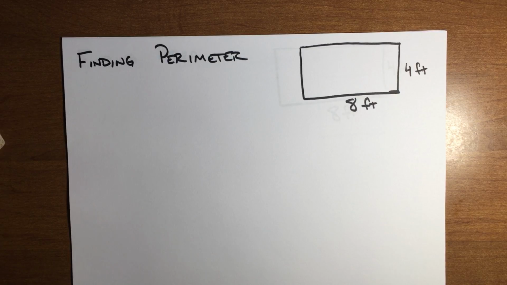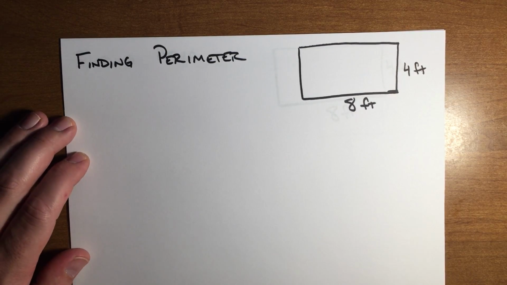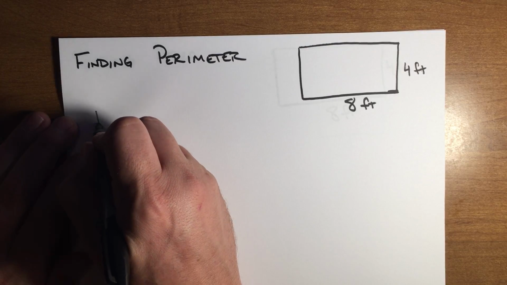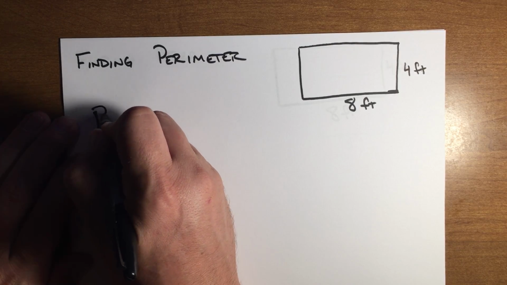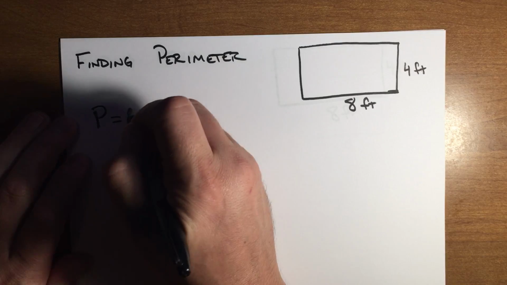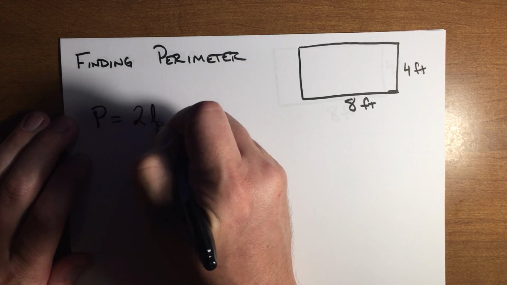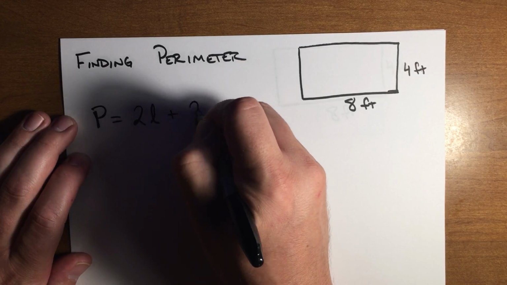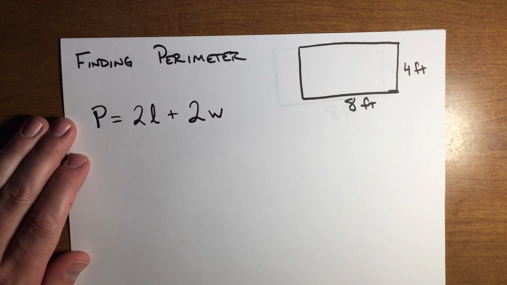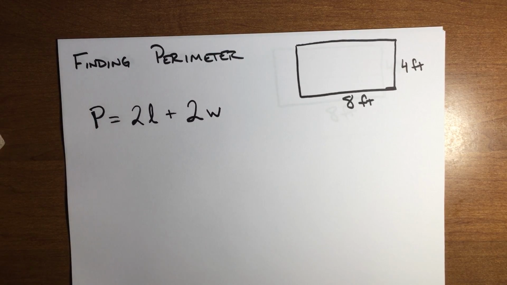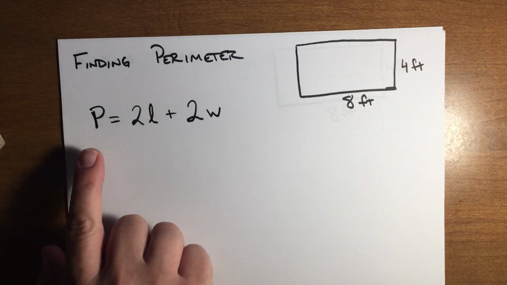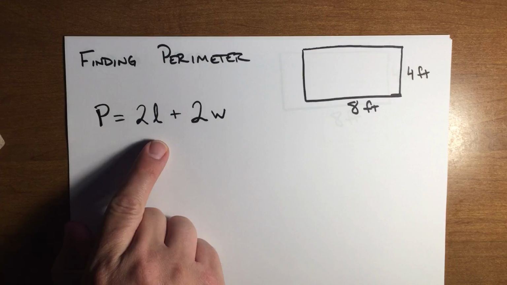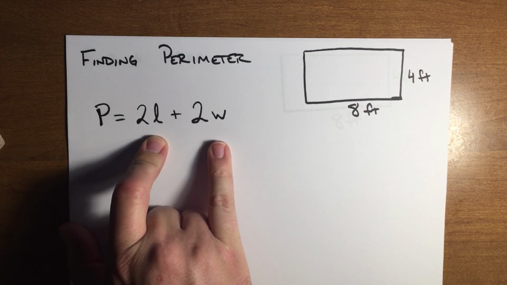Okay, so going back to my perimeter formula, I'm going to remember that perimeter is equal to 2 times the length plus 2 times the width. Okay? Now there's my formula. So how do I use a formula to solve a problem? Really what I have here is 3 variables in my formula. I have the P, which stands for perimeter. I have the L, which stands for length, and I have the W, which stands for width.